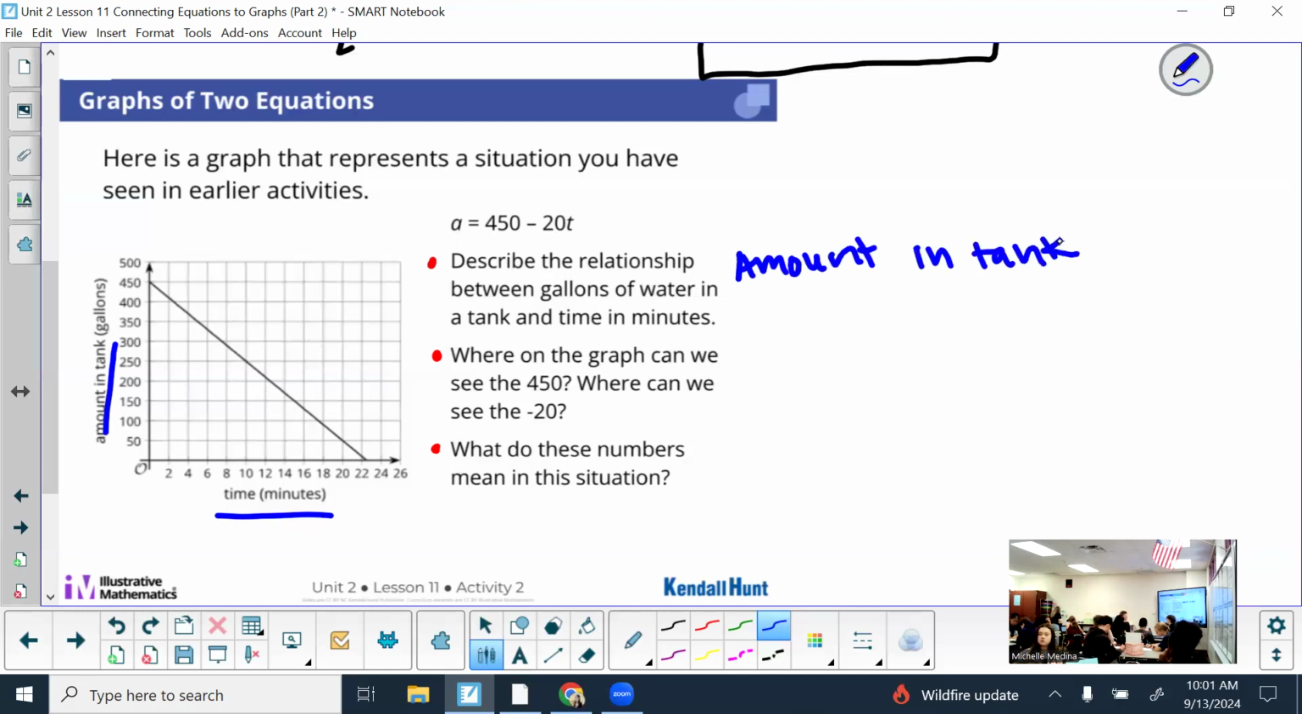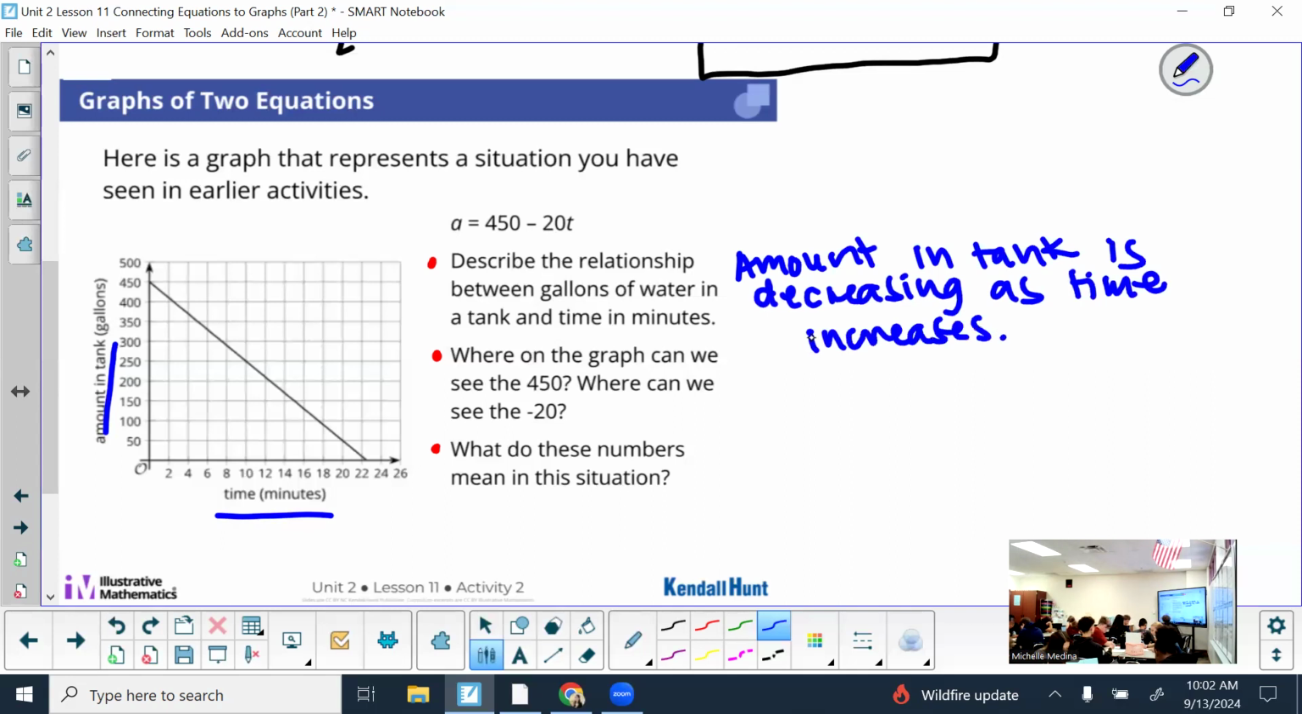So let's revise that a little bit. What about the amount in the tank is happening? It's decreasing, so the amount in the tank is decreasing as what happens? As time increases, that's what we're looking for. There's probably other things you can use to describe it. But yeah, this is a relationship between the gallons of water in the tank and time. If one increases, the other one's decreasing. And what specifically is decreasing, you can tell because you can read it. This is decreasing as time goes on.